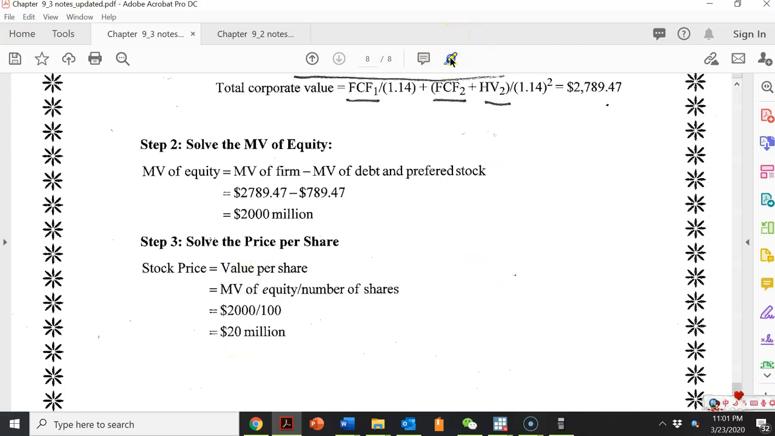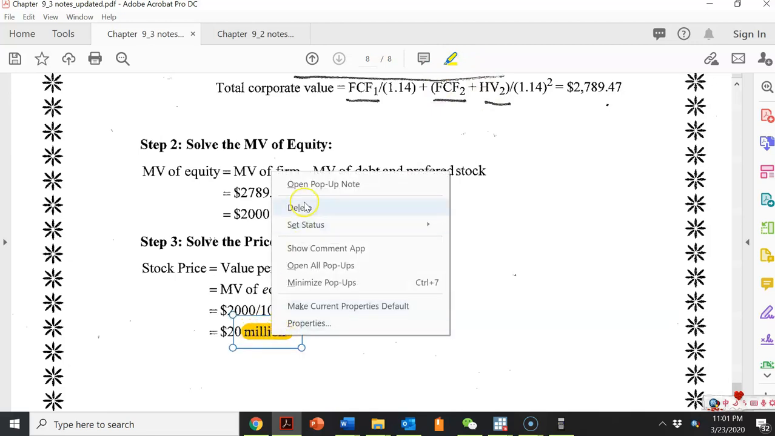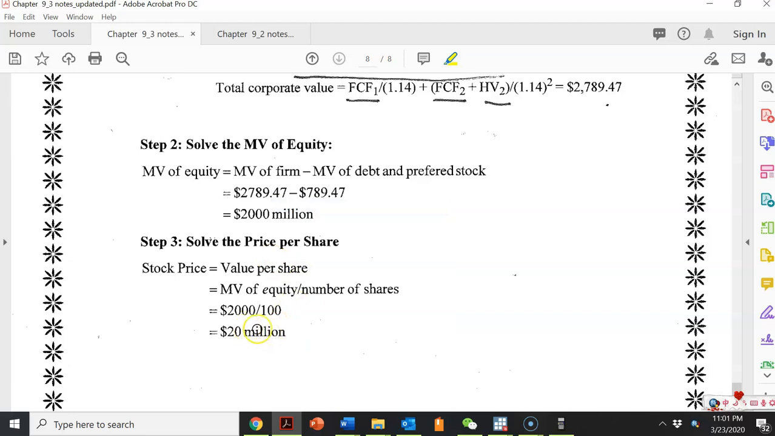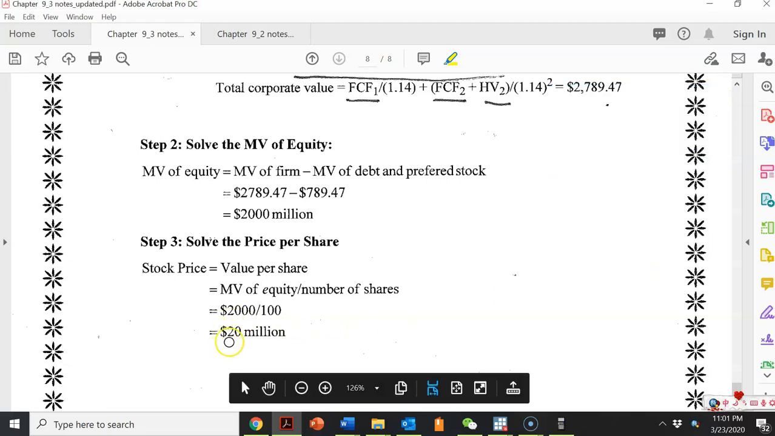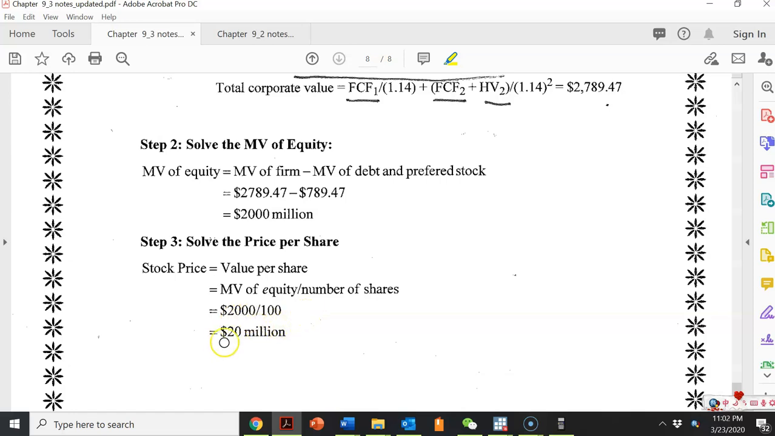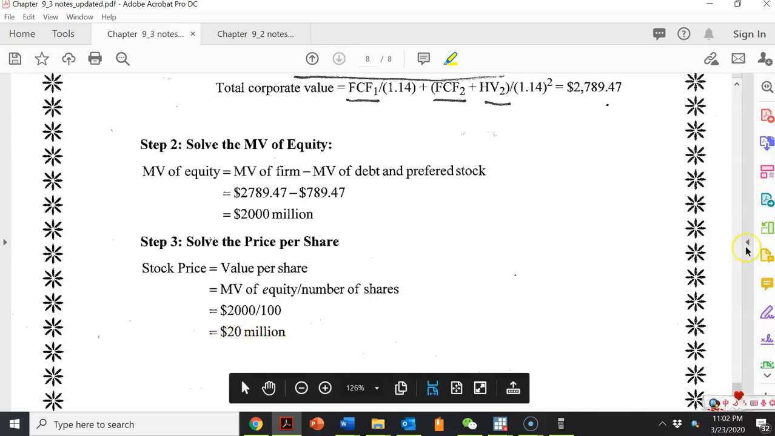There's a typo here. I actually want to delete this measure. So it's actually just $20 because we're using 2,000 million divided by 100 million. So it's only $20 here.